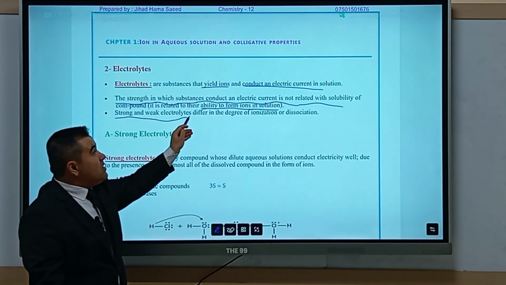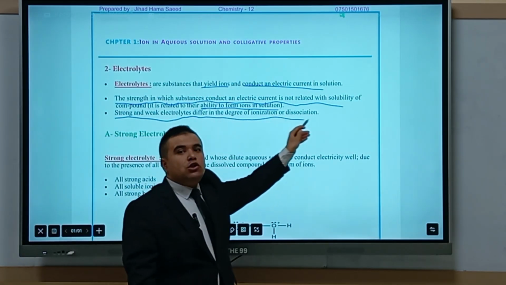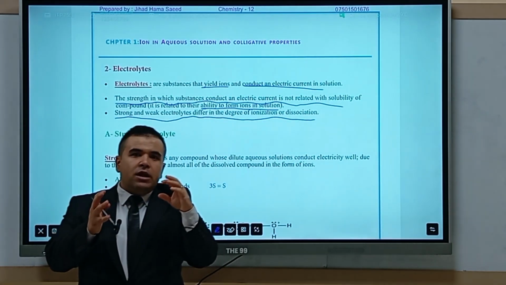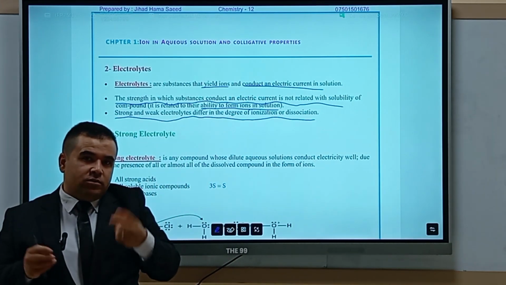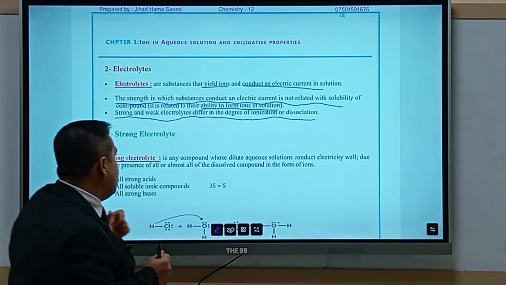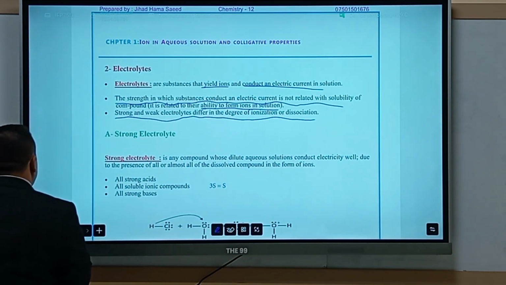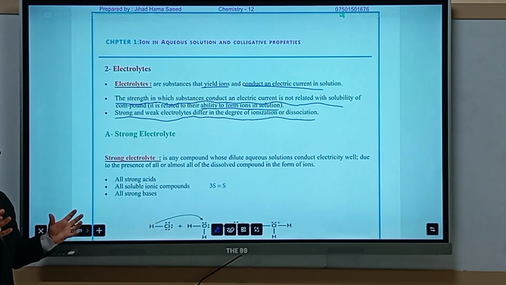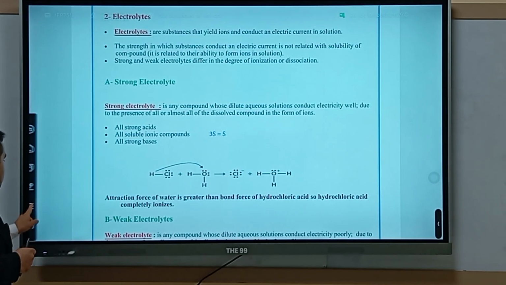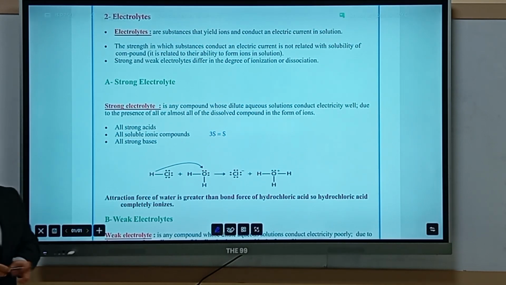Strong and weak electrolytes differ in the degree of ionization or dissociation. There are 2 types of electrolytes, the strong and the weak. Let us talk about those, and they are different in the degree of ionization and dissociation. What are the strong electrolytes, guys?